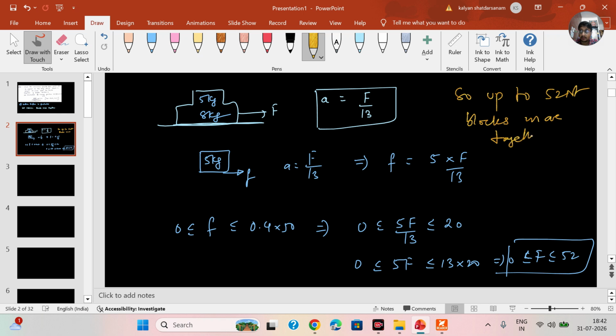The moment you increase the force to 52.5, the blocks separate. 8 kg moves separately. There will be kinetic friction. 5 kg will also move separately because of that kinetic friction. Okay, so this is the idea.